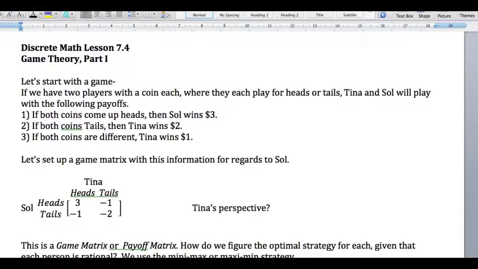Hi, this is Discrete Math, Lesson 7.4, Game Theory, Part 1.